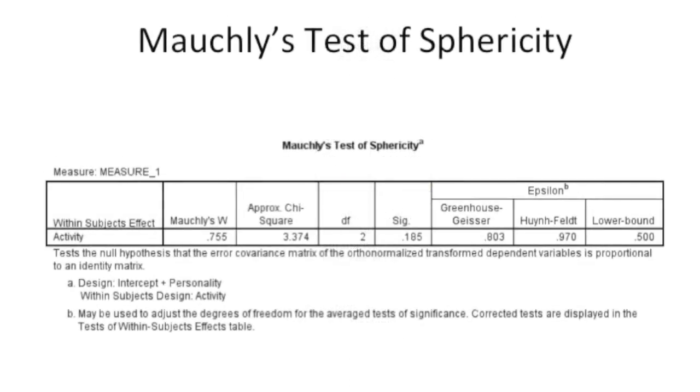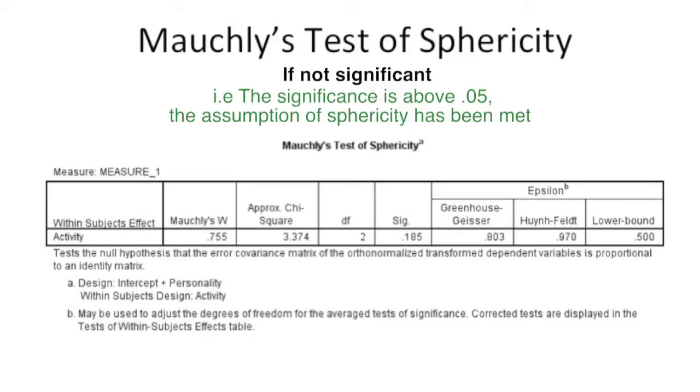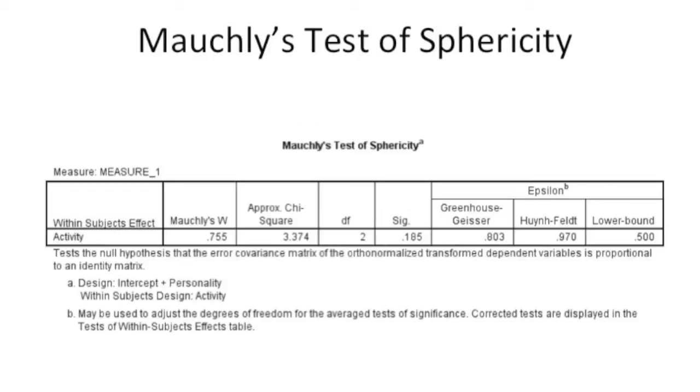Now, if Mauchly's test of sphericity is not significant, that is, the significance is above 0.05, then the assumption of sphericity has been met. In this example, Mauchly's W is 0.755 with a significance of 0.185. Since the sig value associated with the statistic is above 0.05, the sphericity assumption is not violated. As a result, we can read the sphericity assumed rows of the tests of within-subjects effects.